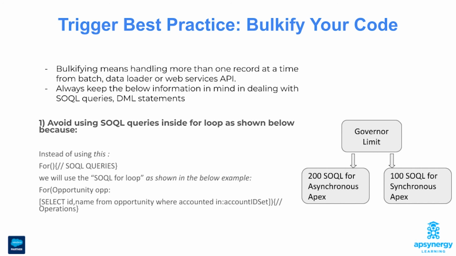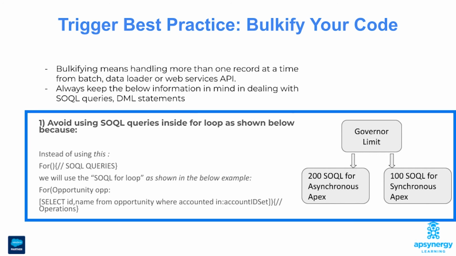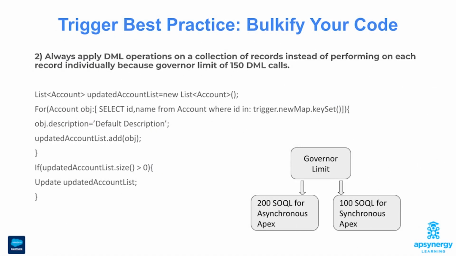Always keep in mind to avoid using SOQL queries inside for loops as per the example here. Similarly with DML, always apply DML operations on a collection of records instead of performing on each record individually, because there is a governor limit of 150 DML calls. Also, there is a governor limit of 200 SOSL for asynchronous Apex and 100 SOSL for synchronous Apex.